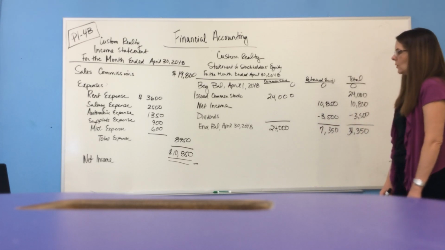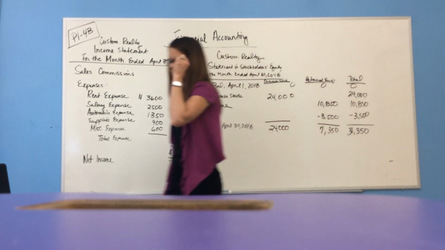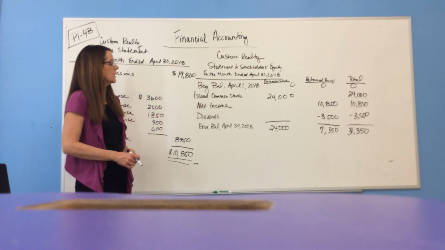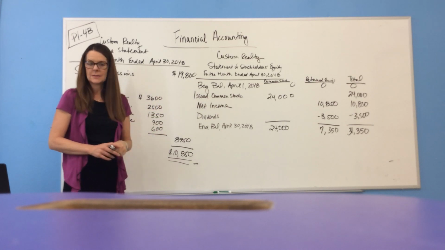Okay, so that will be our 5 lines, 3 columns. Let me just double check I did my math right. Yep, $31,350. All right, so that's how we're going to do this statement.